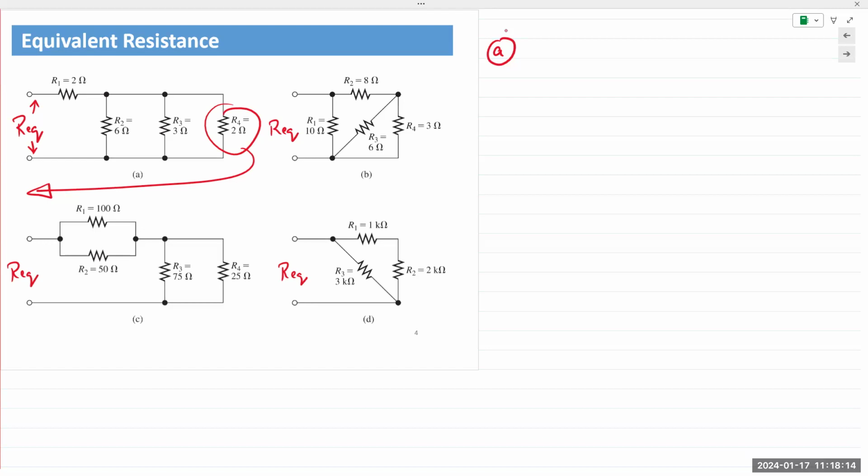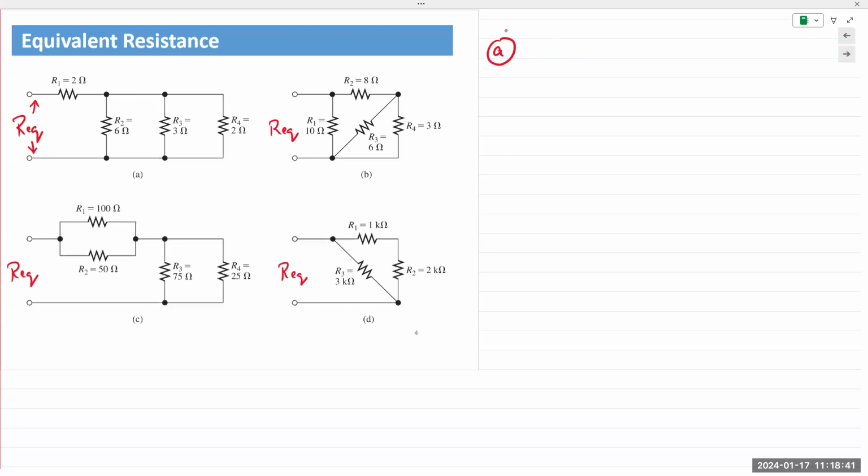So we start at the farthest end. What do we see? For A, what do we see? We have R4. R4 shares two terminals with R3 and with R2. So R4, R3, and R2 are all in parallel with each other. Okay.